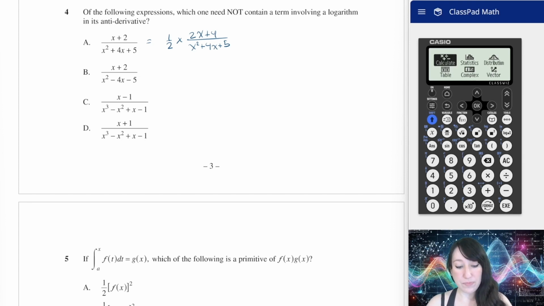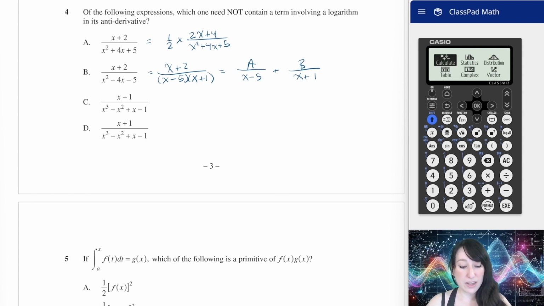Option B, the denominator here is factorizable. So we could write that as x minus 5, x plus 1. And then we could do something like partial fraction decomposition to express it in the form a over x minus 5 plus b over x plus 1. So that one will definitely involve logarithms.